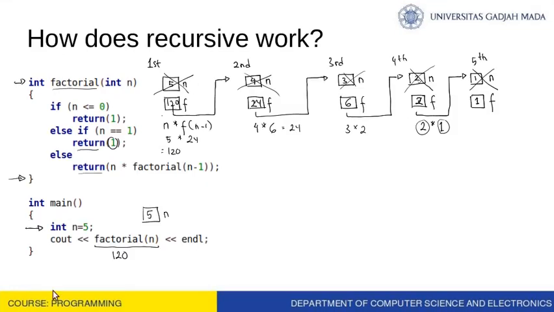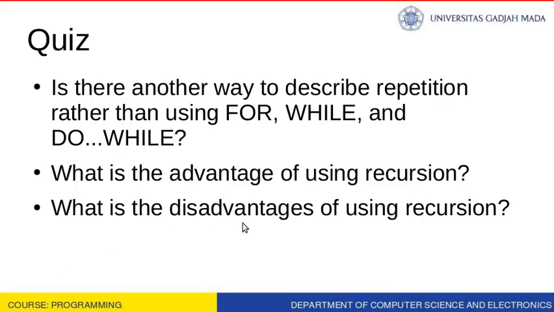And what is the disadvantage of using recursion? As you can see here, the disadvantage is that you need a lot of memory to do recursion, because when we call until 5 function calls, then we have so many memory of n here. We have 5 memory of n, and then we have 5 memory for returning the value. So that's the disadvantage of using recursion. Okay, let us see the next video.